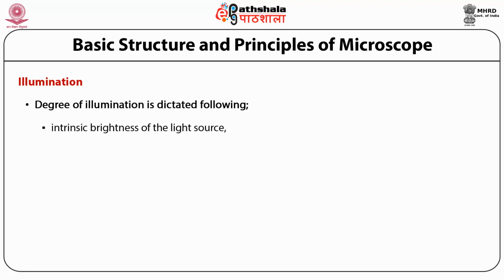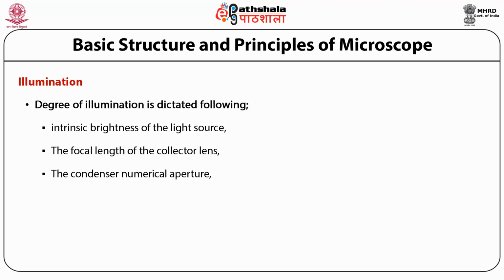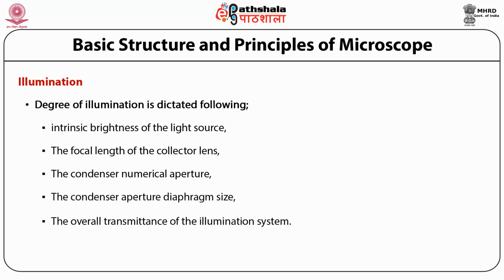One of them is the intrinsic brightness of the light source, the focal length, the distance that we have between the collector lens and the source, the condenser numerical aperture, the condenser aperture diaphragm, and the overall transmission of the illumination system. So these are the things in combination which are very important for illumination.